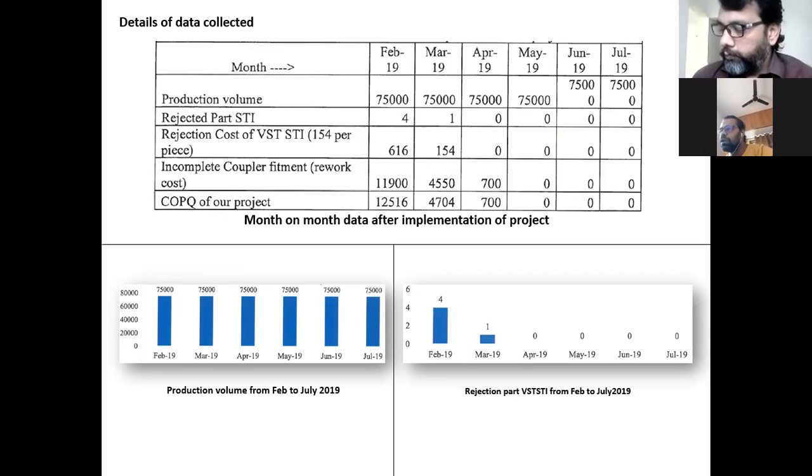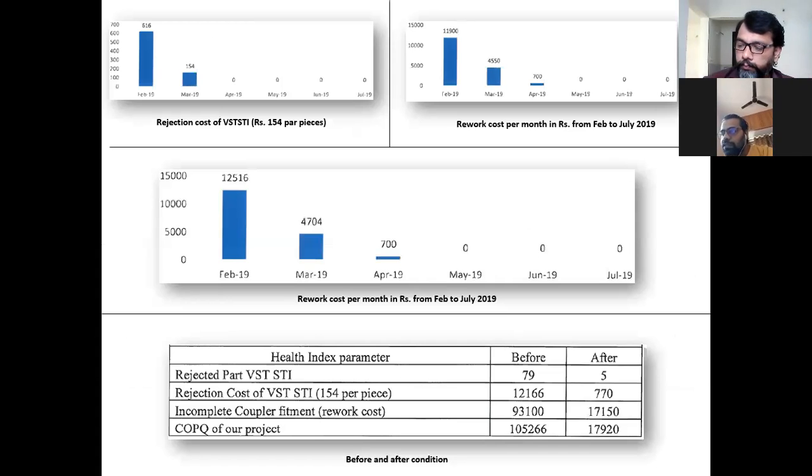As you can see throughout these months, in the July month we could achieve completely zero. The production volume was the same, but the cost of rework, rejection, and incomplete connection was completely zero. So on a monthly basis, we have reduced the cost. I'll go to the next slide, where the rejection cost has drastically changed from 616 to 0, and the rework cost was reduced from 11,300 to 0.